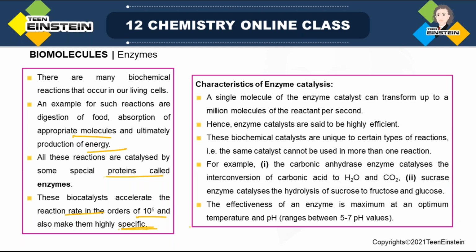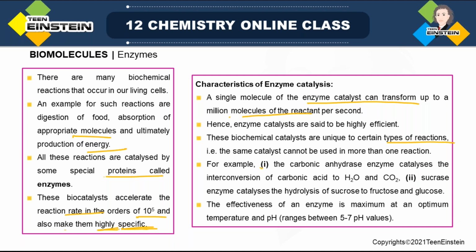Some characteristics of enzyme catalysis reaction. A single molecule of enzyme catalyst can transform up to 1,000,000 molecules of the reactant per second. So you can understand that their efficiency is very high. Just one enzyme molecule can help in the conversion of reactant to product, how many? Million. So this is very efficient. Then these biochemical catalysts are very unique to a certain type of reaction. So that is actually this last point: they are highly specific. The same catalyst you cannot use in more than one reaction.